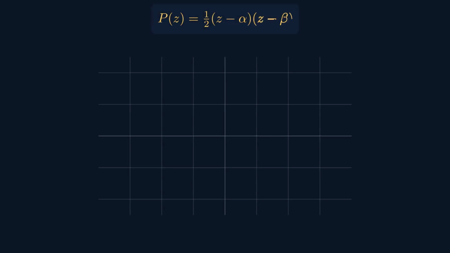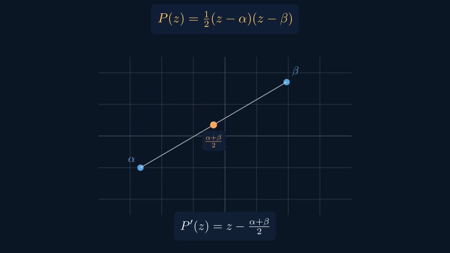Try the smallest case, a quadratic with two complex roots. The derivative is linear, so it has exactly one zero, and if you compute it, you get the midpoint of the segment joining the two roots. That is Rolle's theorem, with the real line rotated into the plane.